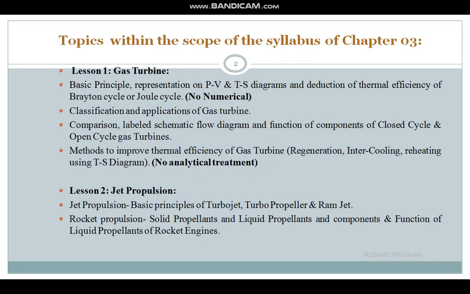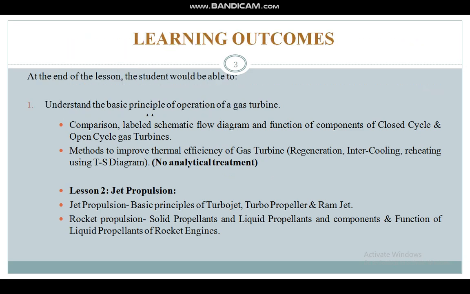Now, the topics within the scope of the syllabus of this chapter 3 are the basic principle and the representation of PV and TS diagram of the Brayton cycle and its derivation of thermal efficiency, the classification and application of gas turbine briefly, the components and the flow diagram of them in the closed cycle and open cycle gas turbine, and the methods to improve thermal efficiency of gas turbines. In later lecture, we shall discuss about the jet propulsion.